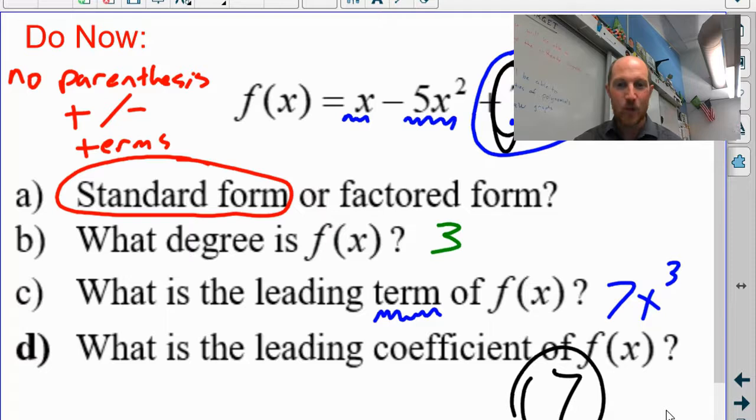And C, the leading term is really a so-called leading term because it's not at the beginning. Since this has been scrambled up, we've got to find where that degree came from, and that is the quote-unquote leading term, so 7x to the power 3. And then part D, the leading coefficient is that plus 7 from the previously mentioned term.